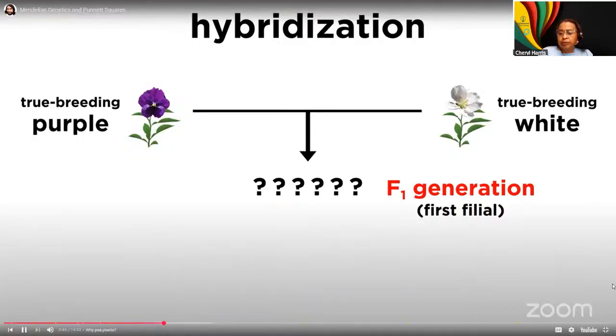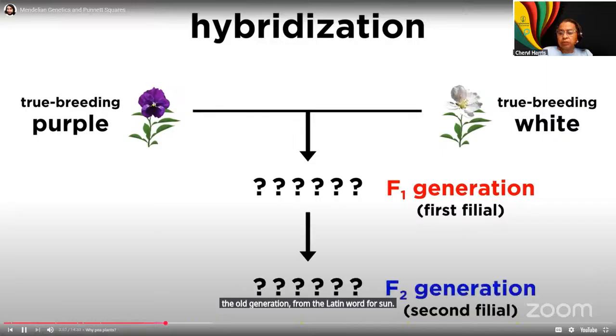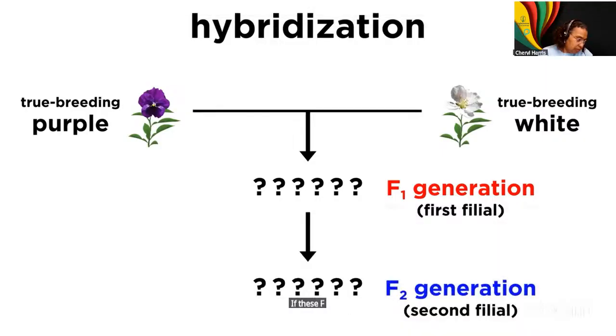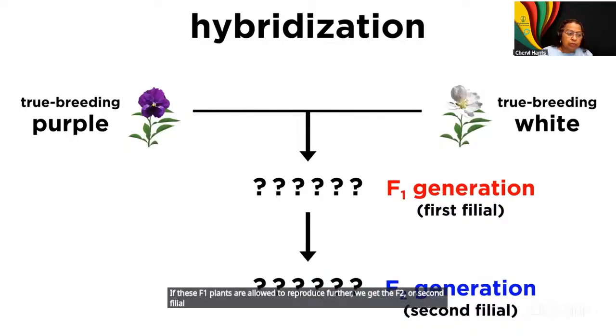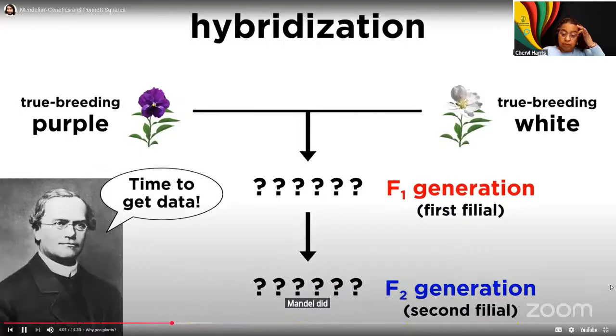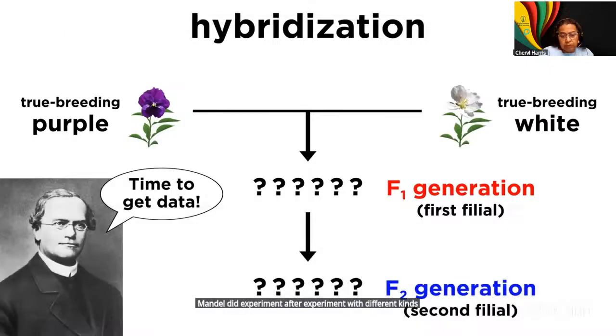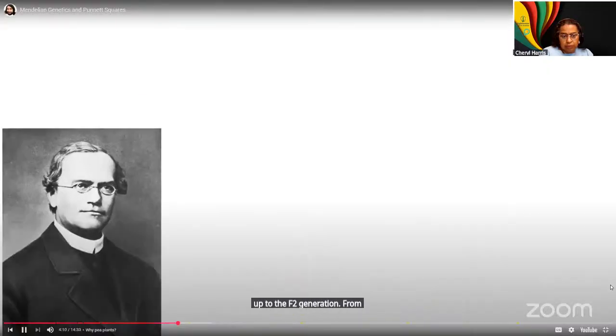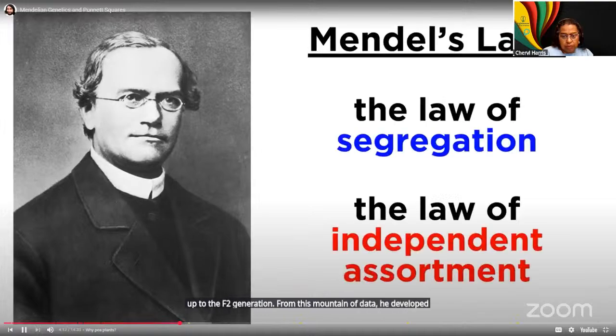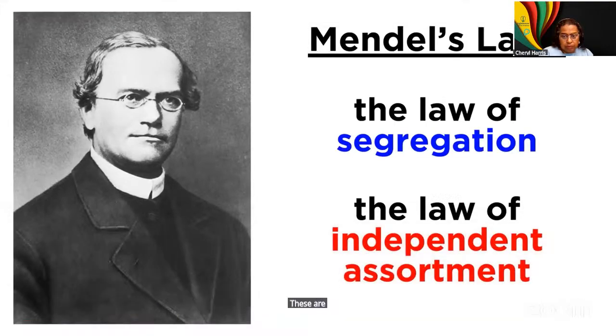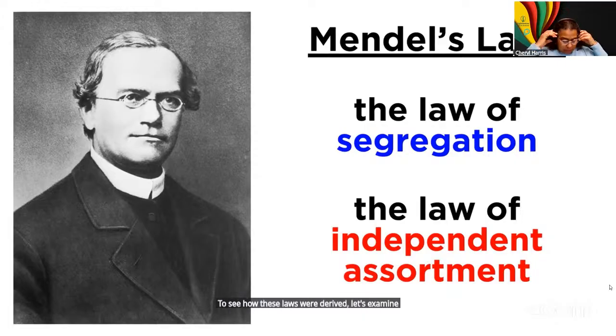Filial generation, from the Latin word for son. If these F1 plants are allowed to reproduce further, we get the F2, or second filial generation. Mendel did experiment after experiment with different kinds of pea plants, following the traits expressed, or phenotypes, up to the F2 generation. From this mountain of data, he developed two fundamental laws of genetics. These are the law of segregation and the law of independent assortment. To see how these laws were derived, let's examine one of his experiments.